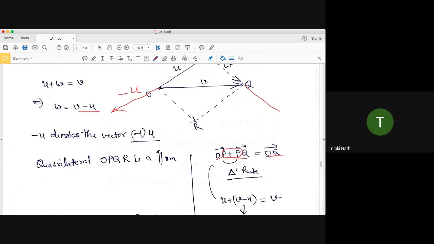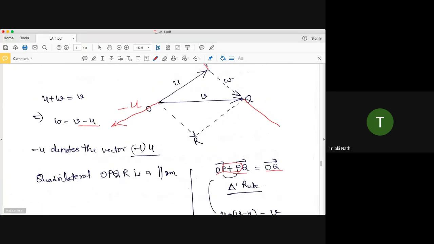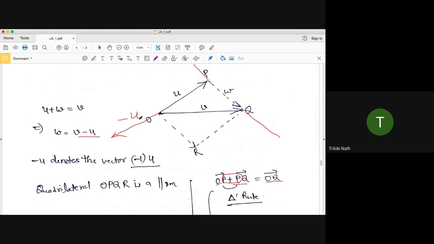So now, this quadrilateral OPQR is a parallelogram. So now you can see this follows the parallelogram law. That is, the vector OP plus vector OR is equal to vector V. And what is vector OR? OR vector is the same as PQ vector, because you know you can represent any vector anywhere having the same direction and same magnitude.